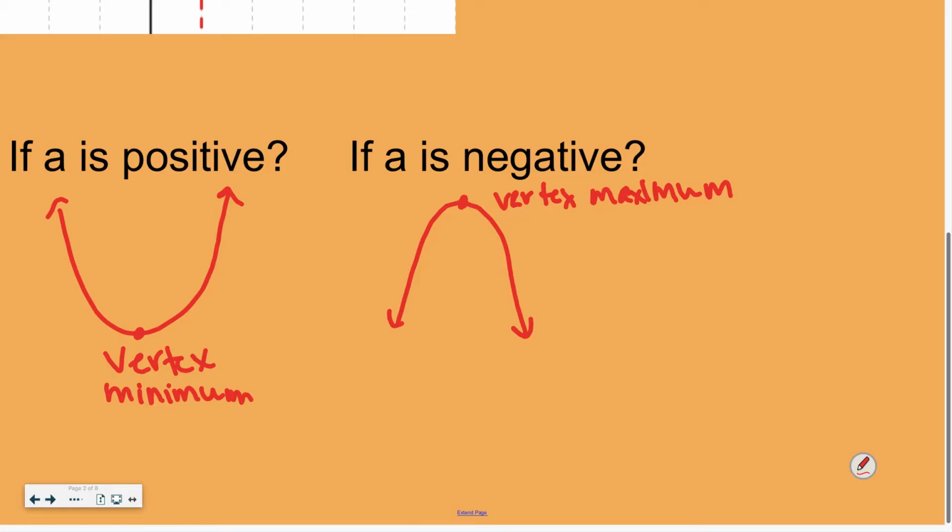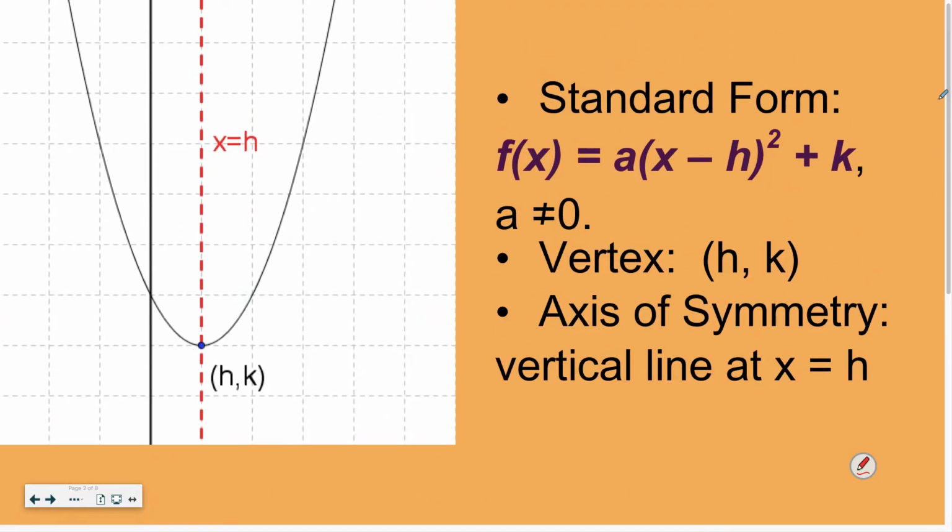Okay, so we've worked a lot with quadratics that look like this. So if a quadratic is not in this form, I'm going to ask that you put it in this form so that we can quickly graph it.